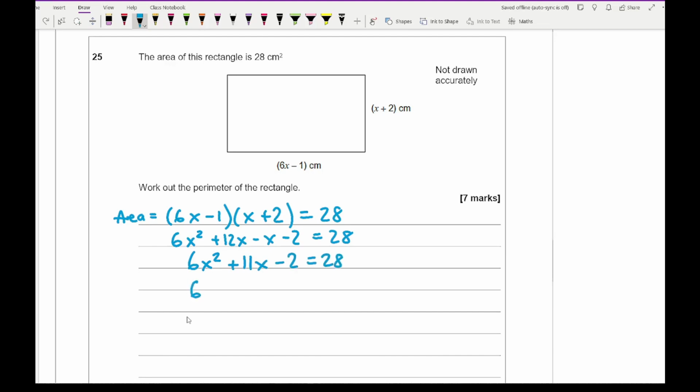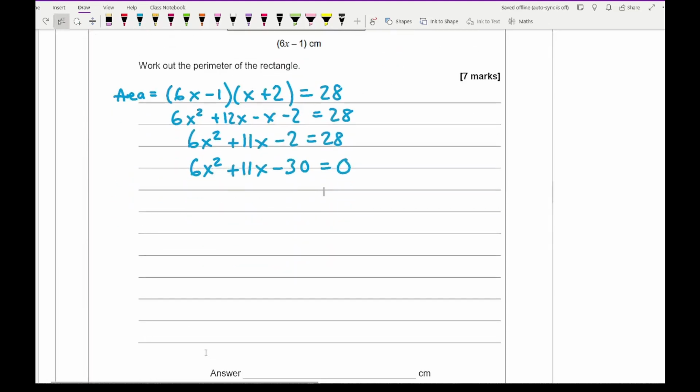Take the 28 over because it looks like a quadratic, and I get this. Now at this stage I then need to factorize or use the quadratic formula to solve. It does actually factorize, so it's going to be (2x minus 3)(3x plus 10).